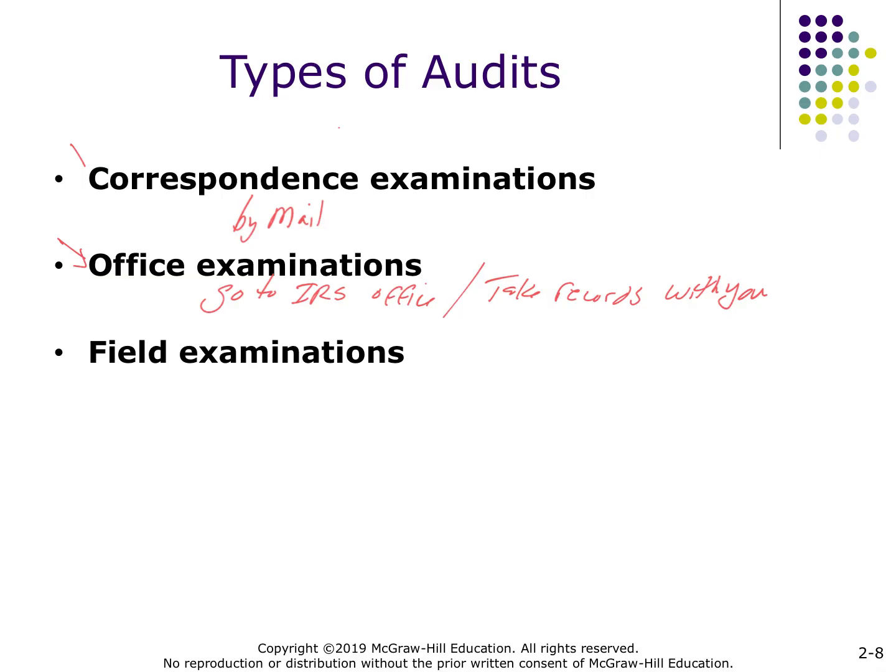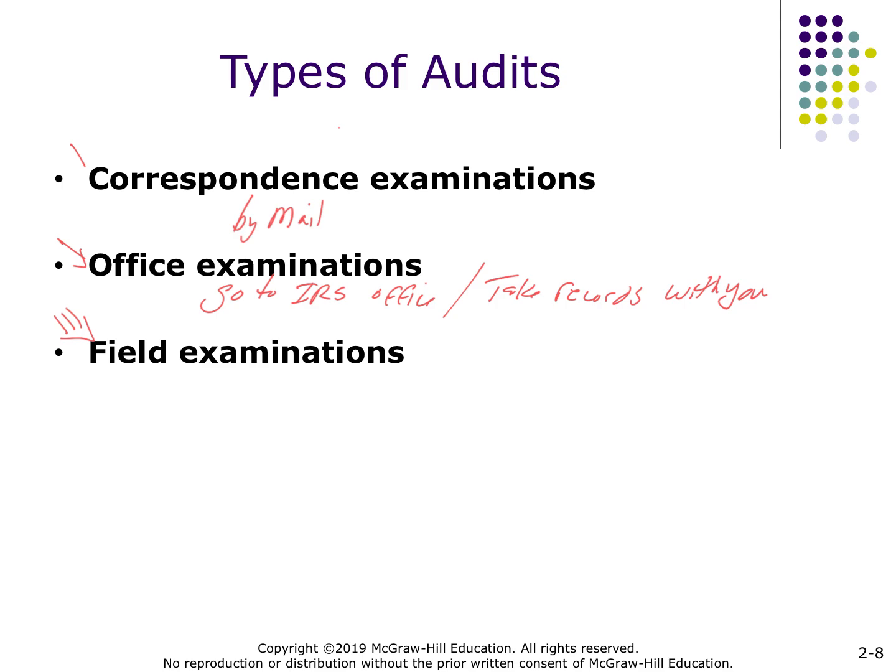Okay, so that's where you pack up your grocery bag full of receipts and take them to the IRS office. All right, the field examination is really the most painful of the three. That is where the IRS has so many issues to look at, or they want to look at multiple years. They come to you. They decide there is no way they want this person to bring that many grocery bags of receipts to their office, so they are coming to the place of business.